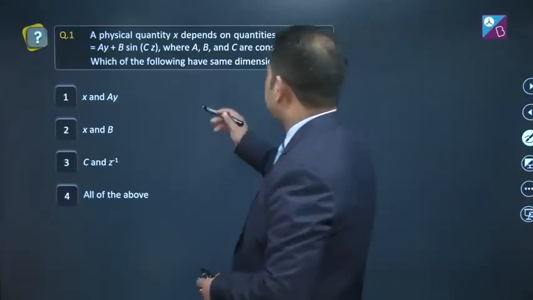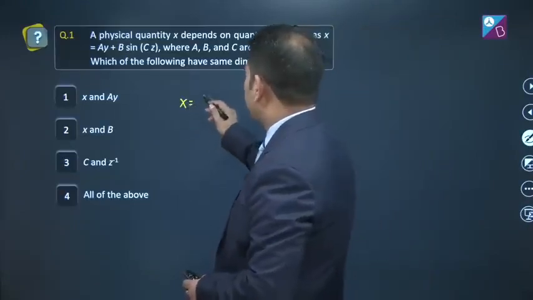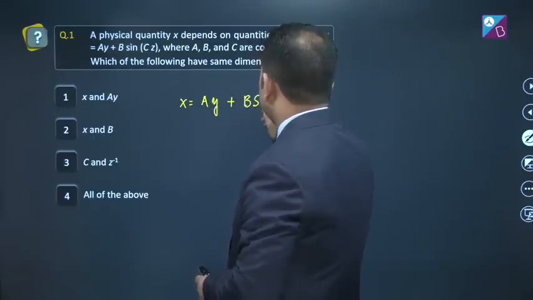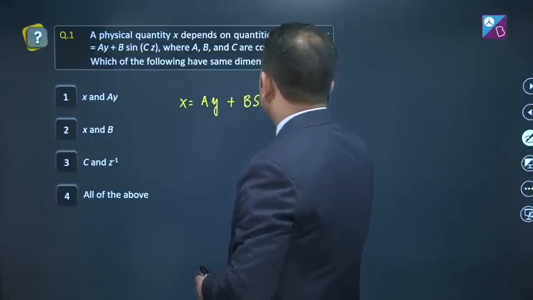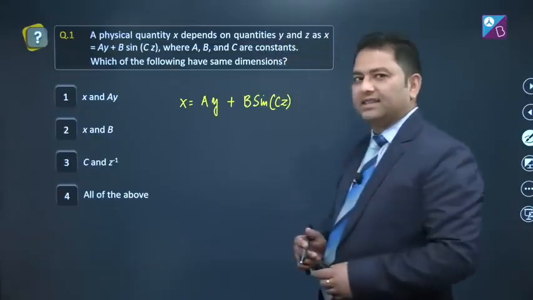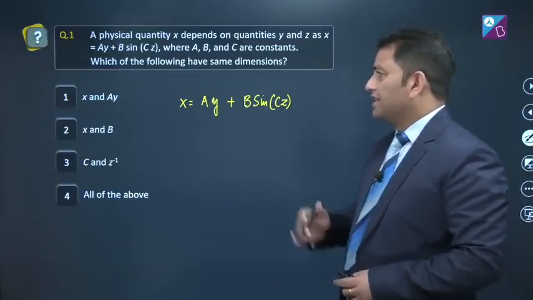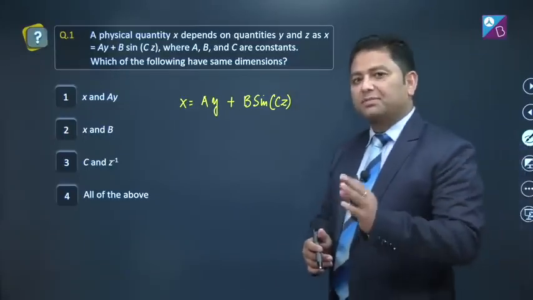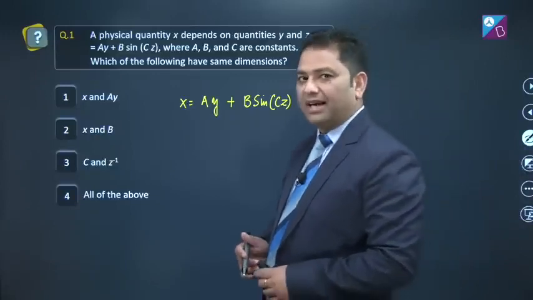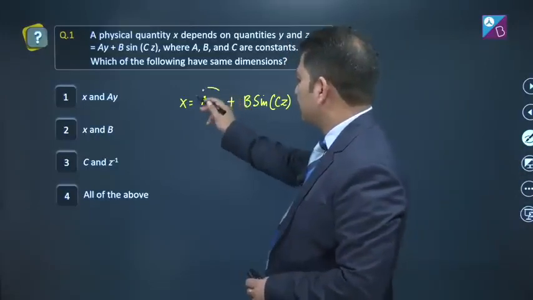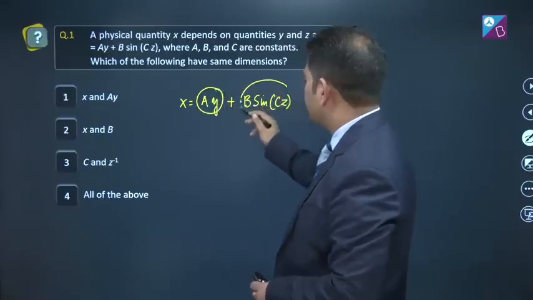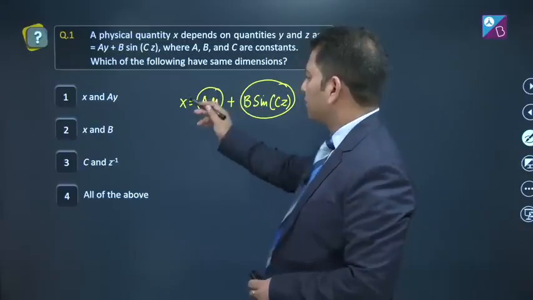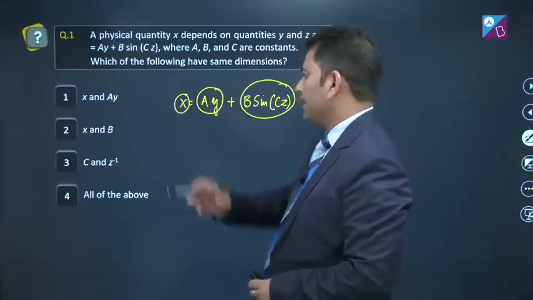Physical quantity x हमें दिया गया है that is equals to A multiplied by y plus B sine of CZ. ये है quantity x. हमें उन quantities को ढूंढना है which have the same dimension. Of course, principle of homogeneity that will be applied. Since this quantity is added with this quantity, so they must have same dimension and that dimensional formula must also be equals to that of x.